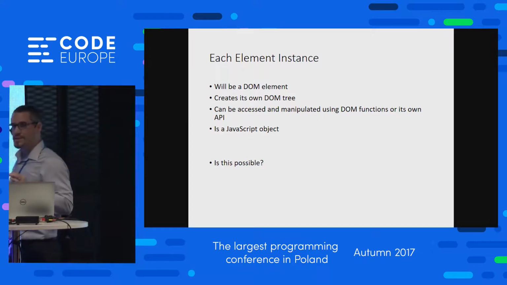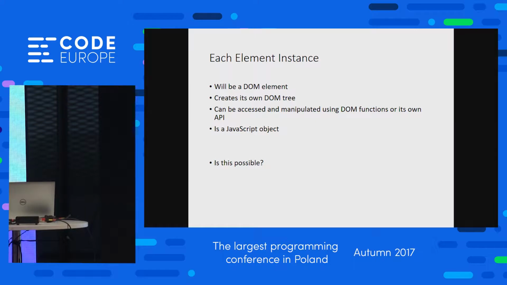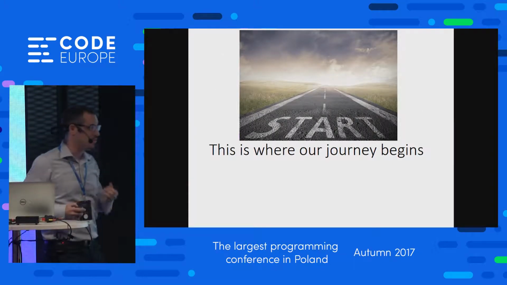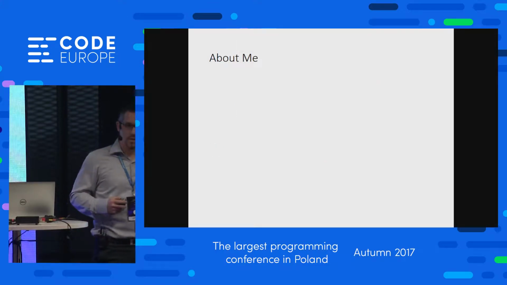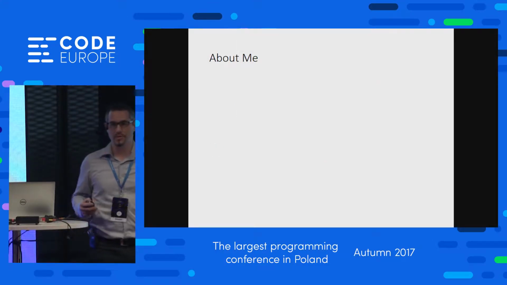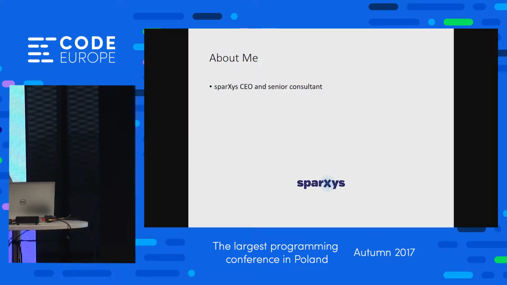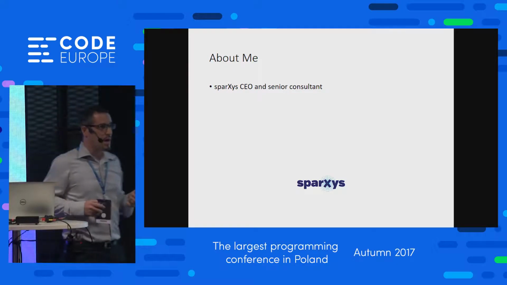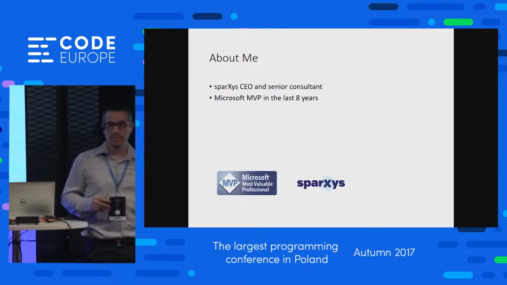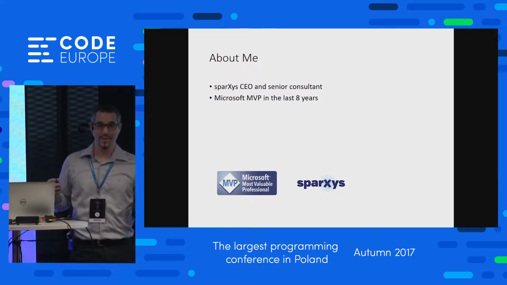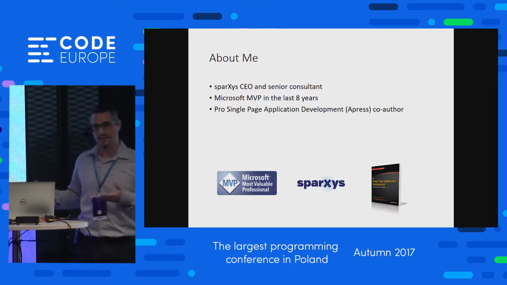A little bit about myself before I drill down into what we're going to do today. So, I'm Gil Fink, as was pronounced. I'm Spark's CEO, and I'm a senior consultant. I'm a Microsoft MVP for the last 8 years. It's an award. It's not some test that you do. I wrote a book called Pro Single Page Application Development. If you saw that on Amazon, cool. If you didn't see it, you can find it on Amazon.